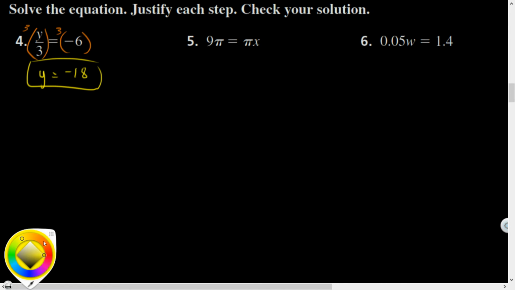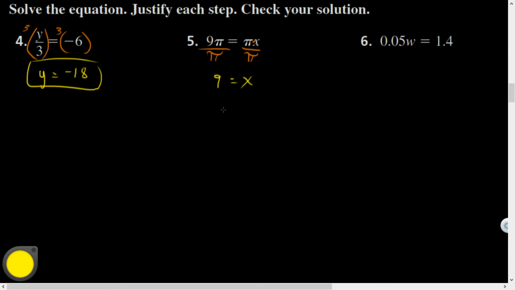Over here, x is being multiplied by pi. The inverse of multiplication is division. Divide both sides by pi. I'm going to get, those pi's cancel out. I'll get 9 equals x, and better yet, x equals 9 when I flip it around using the symmetric property.